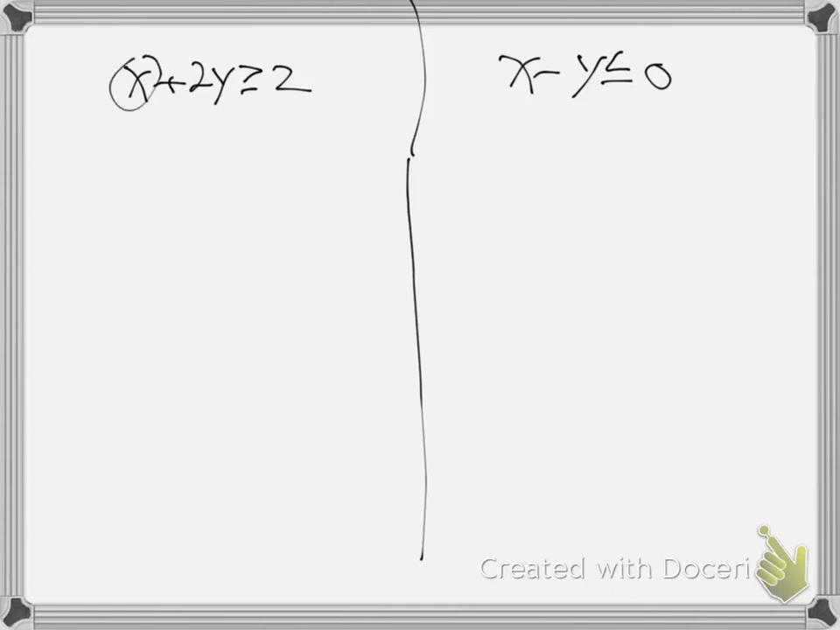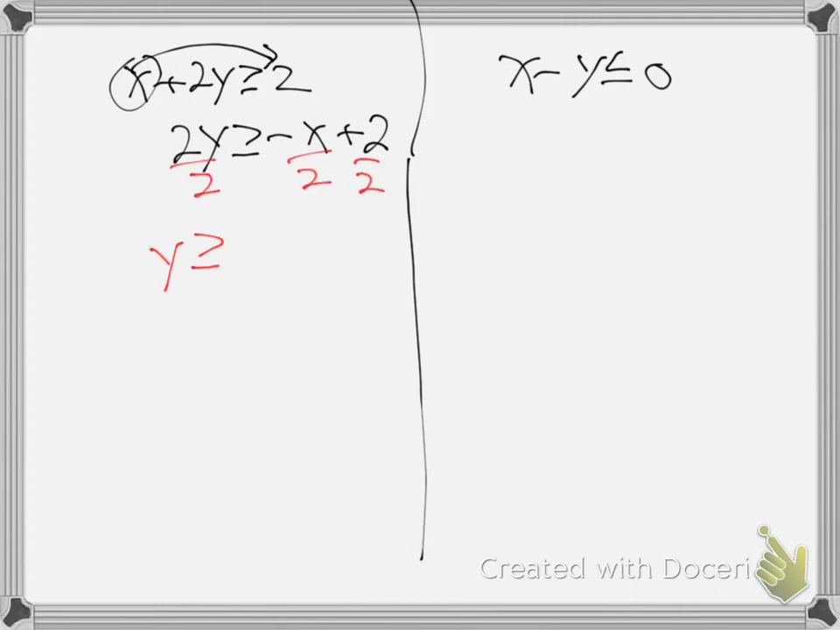Grab the x, jump it over: 2y greater than or equal to minus x plus 2, right? When I jump that positive x over, it becomes negative x. Next, divide through by 2. So y greater than or equal to negative x over 2 plus 1. See how I always get y alone? Once you get y alone, you can just type it in your graphing calculator, too. It won't show you the shading, though, so you have to do that yourself. Get y alone.